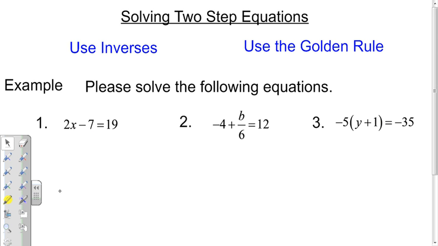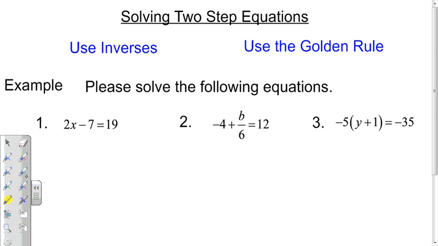Okay, this video explores solving two-step equations. A two-step equation is an equation in which we take a number, do two operations to it, and get a result. If we work backwards, we have to undo those two operations to get back to where we started. A couple things we've been talking about in class with regard to solving equations in general are using inverses and using the golden rule.